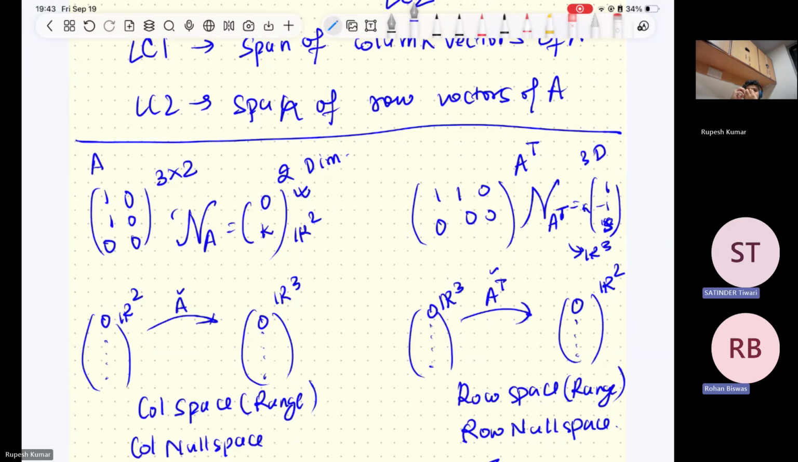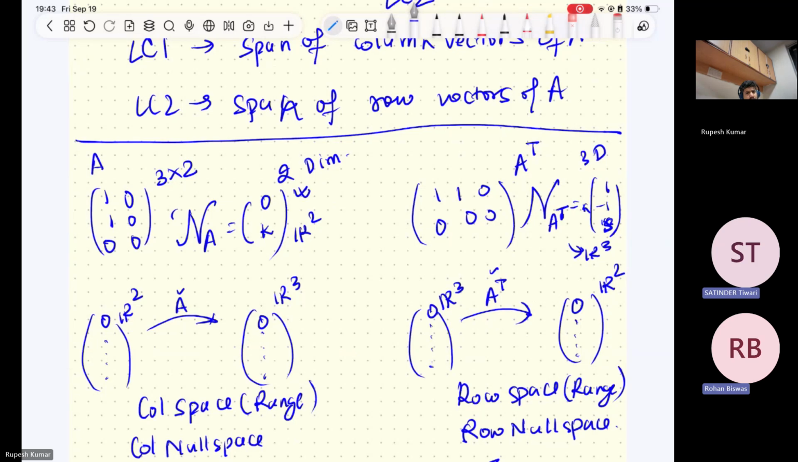Though they do have origin, though column space and null space they have zero vector, these two zero vectors are not same. The zero vector in column space is 000, so it is coming from R3. But when we are talking about the zero vector in null space, it is coming from 00 in R2. Though we are saying zero vector interchangeably, these two zero vectors are not same because the two spaces are different. Got it.